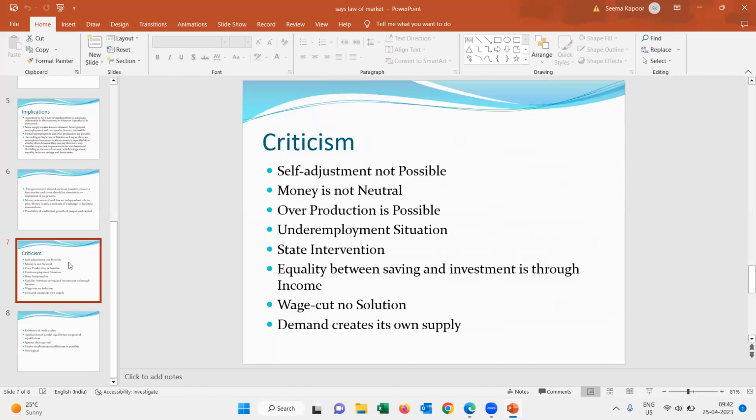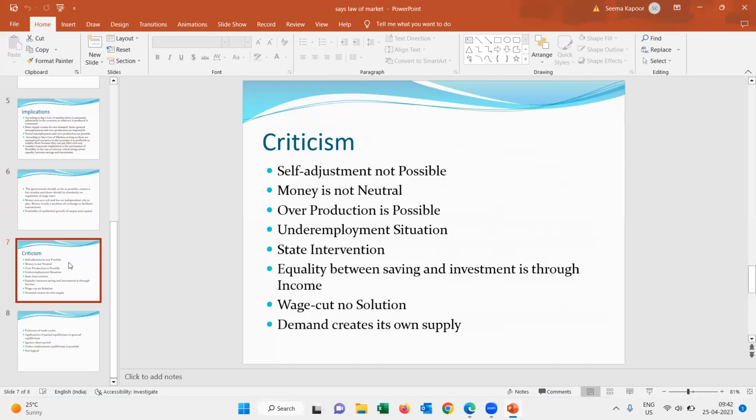In addition, according to Keynes, the flexibility of the wage rate is not a solution for the unemployment problem. When there is unemployment, when the supply of labor is more than the demand for labor, according to Say's law, wages will fall. But according to Keynes, a fall in wages will have two impacts.